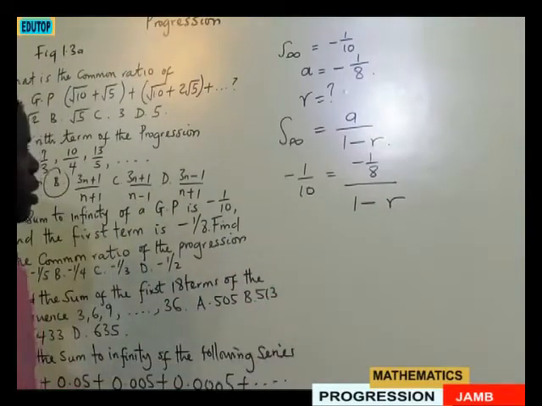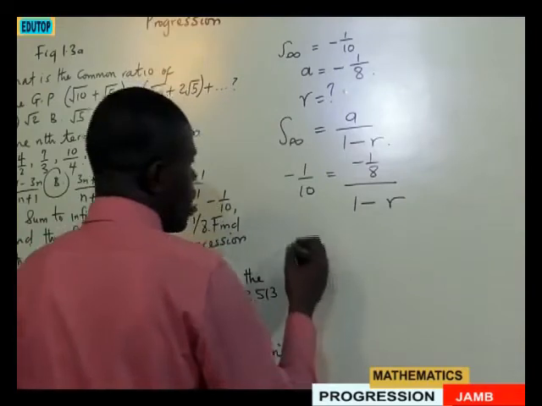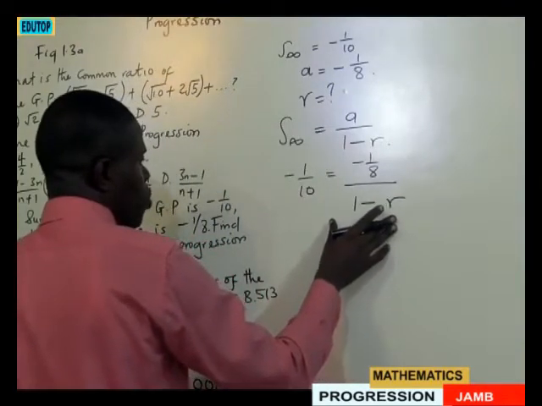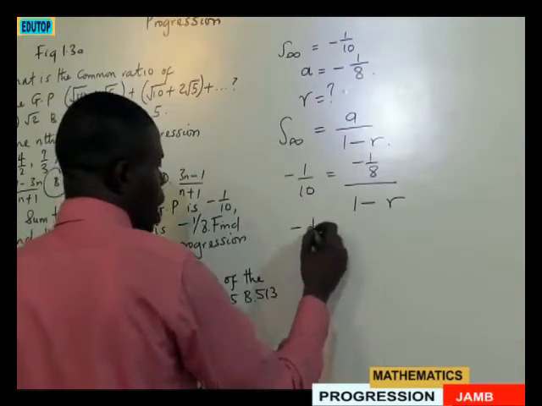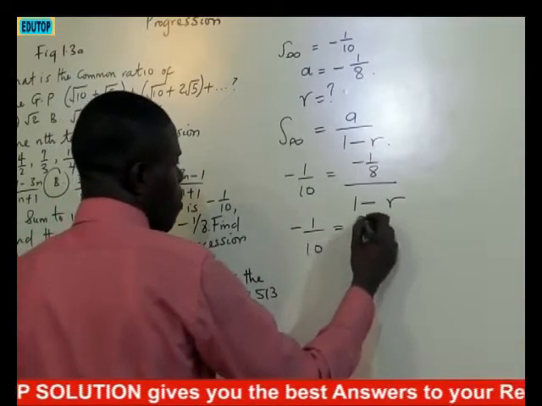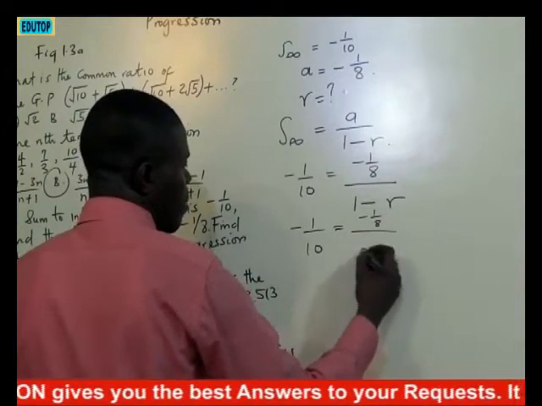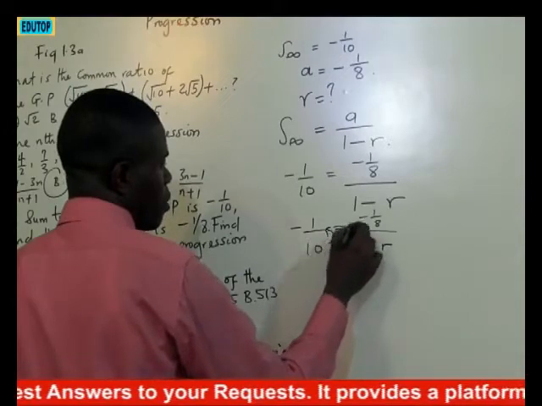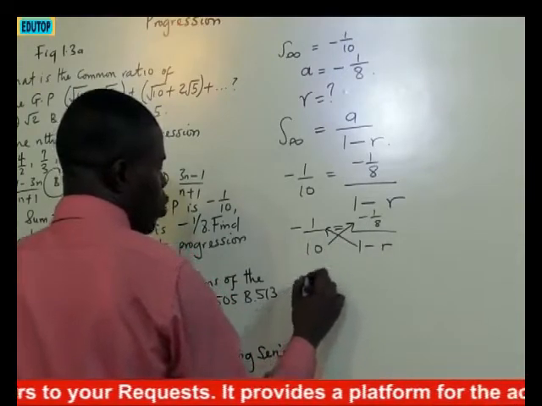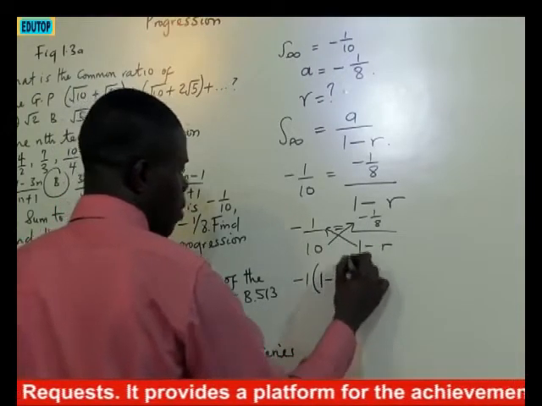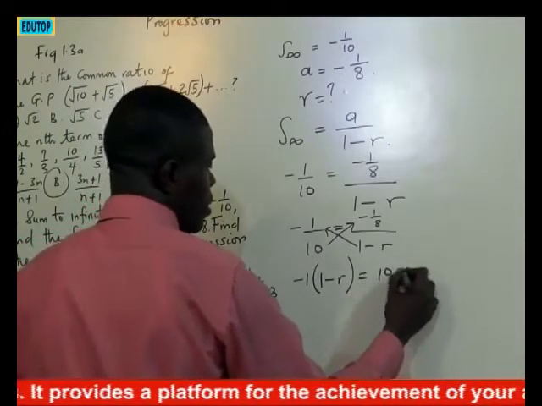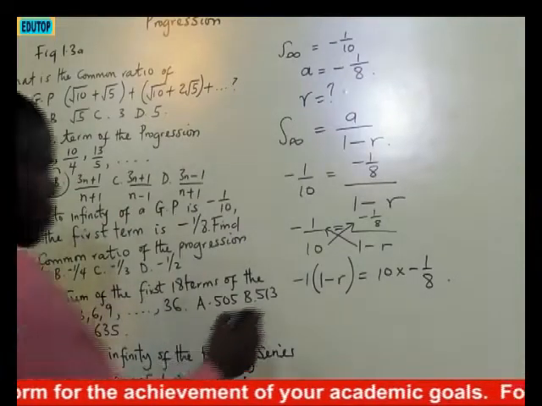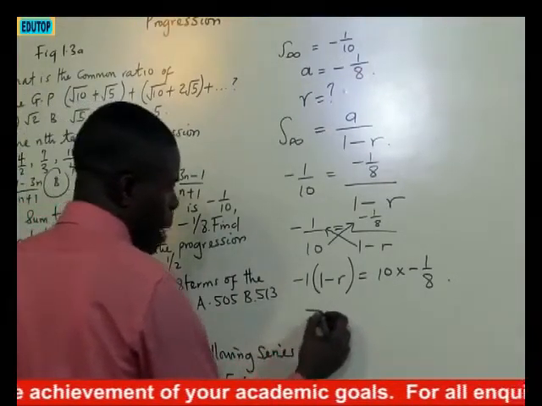In this situation, we have to be very careful if we are to solve this problem. This is minus 1 over 10 equals minus 1 over 8 divided by 1 minus R. So let's cross multiply what we have. By cross multiplying, I have minus 1 into 1 minus R on this side equals 10 times minus 1 over 8. Let me use this minus to open this. Minus 1 times 1, minus 1.